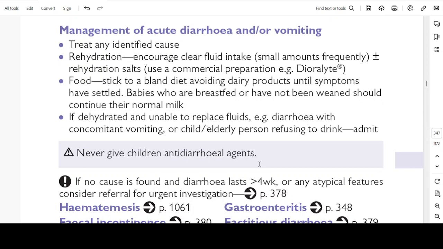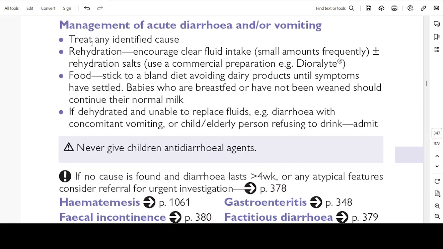Management of acute diarrhea or vomiting. Treat any unidentified cause of diarrhea or vomiting. Treat any identified cause, so if you can identify the cause, you treat it. Rehydration: encourage clear fluid intake, small amounts frequently, plus rehydration salts. Use commercial preparations like Dioralyte. Food: stick to a bland diet avoiding dairy products until symptoms have settled. Babies who are breastfed or have not been weaned should continue their normal milk.